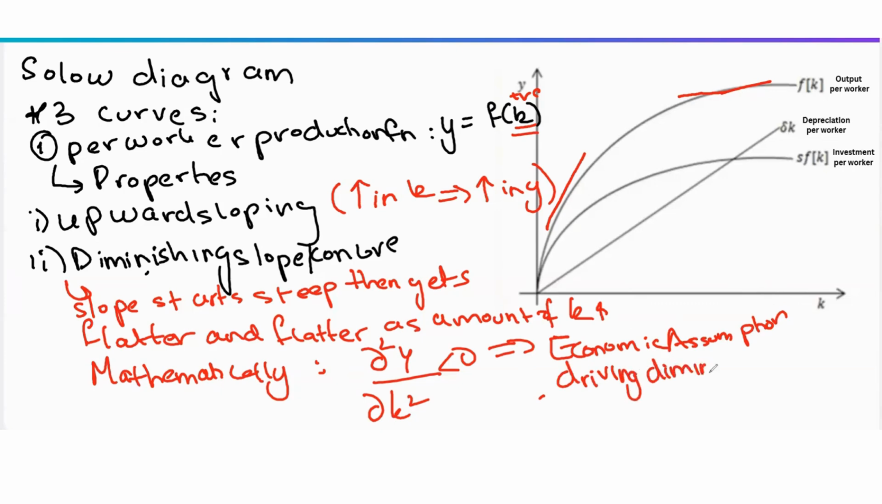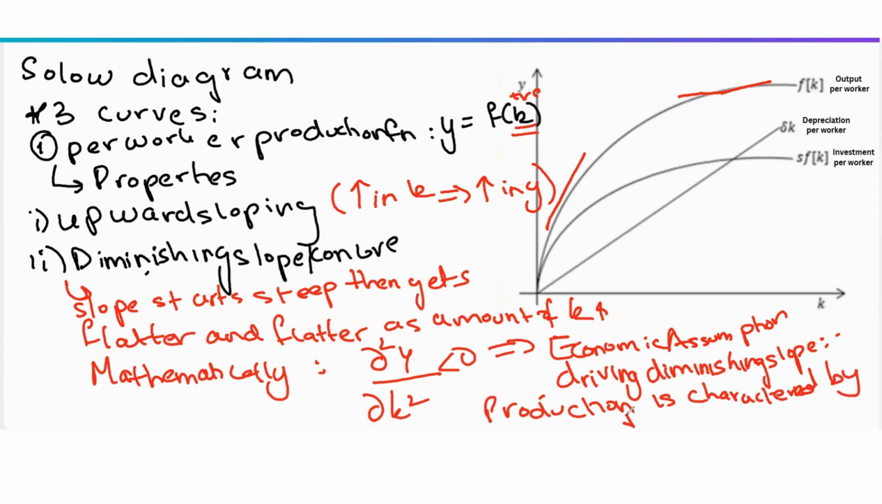There is an economic assumption at play because of which it has a diminishing slope, it's concave. The assumption is that production is characterized by decreasing returns to capital. This says that as capital increases with labor fixed, output will increase but at a decreasing rate. So when you increase K with labor fixed, you get smaller and smaller increases in Y. That's why you have a diminishing slope. It gets flatter and flatter as the amount of capital increases.